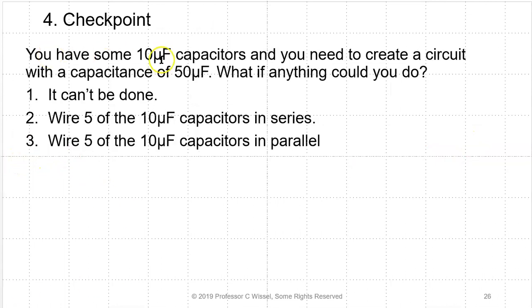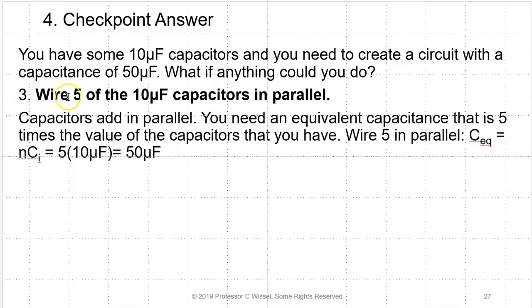You have some 10 microfarad capacitors, and you need to create a circuit with a capacitance of 50 microfarads. What, if anything, could you do? Well, you need the equivalent capacitance to be greater than any of the other ones, so you're going to put them in parallel. So you would wire 5 of the 10 microfarad capacitors in parallel. You need an equivalent capacitance that is 5 times the value of the capacitors that you have. C equivalent is going to be N times CI, or 5 times 10 microfarads, or 50 microfarads.